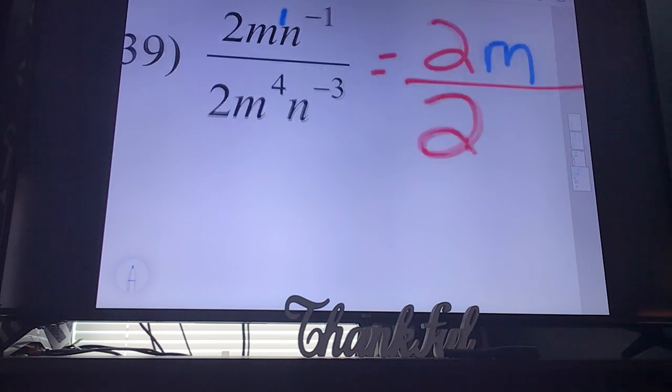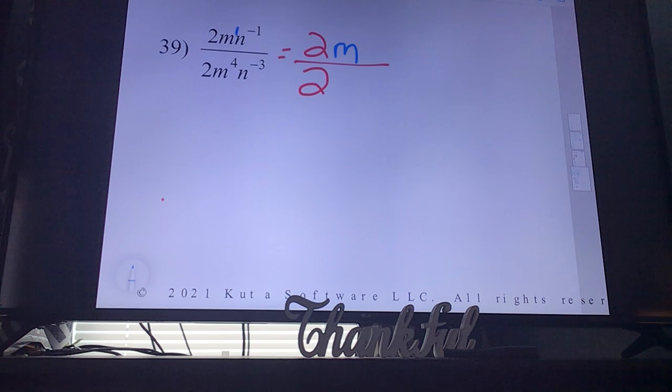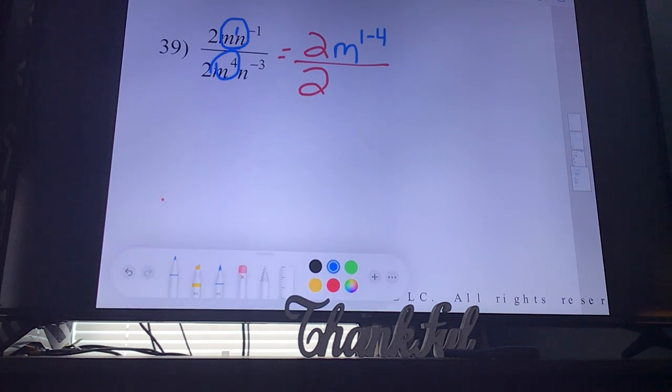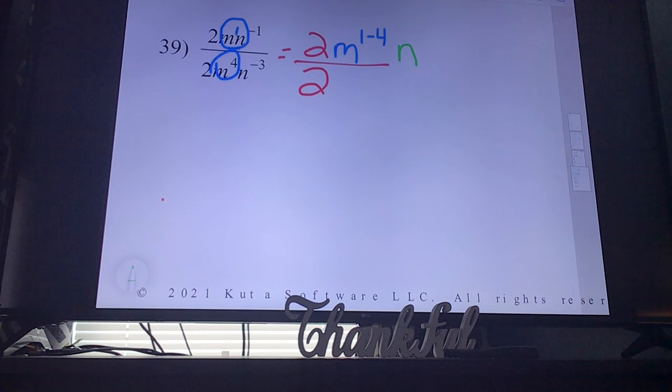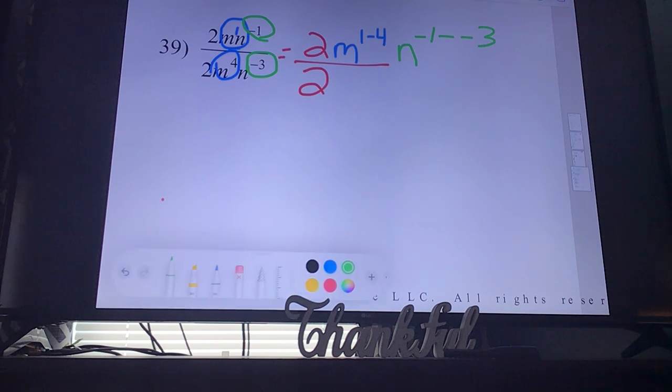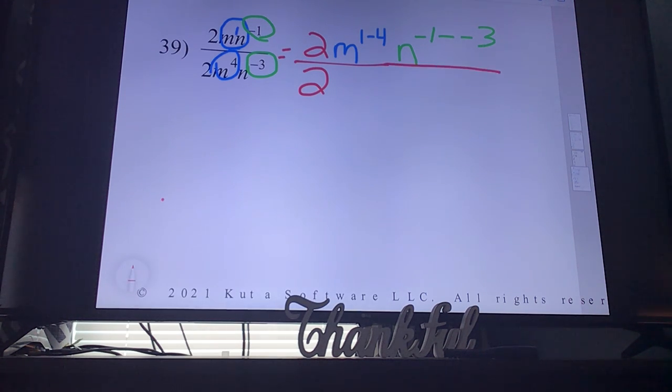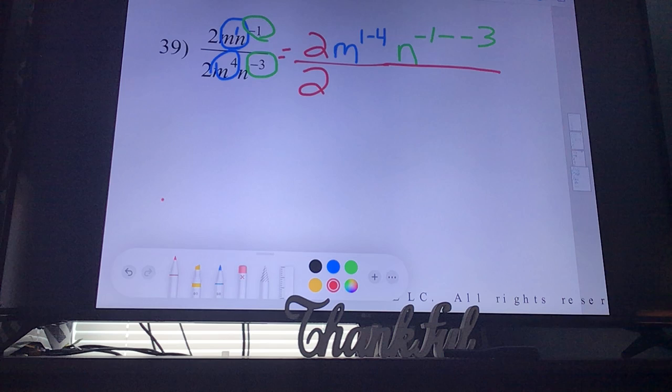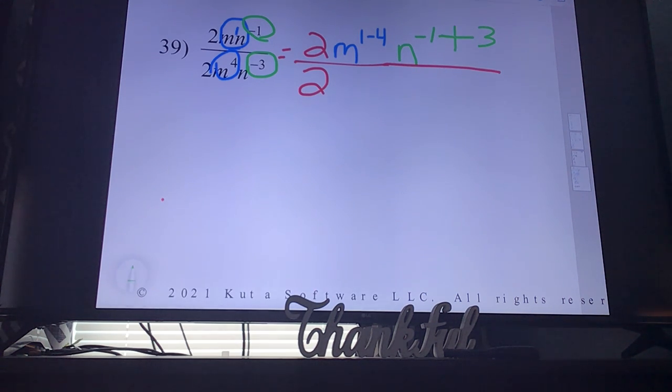Okay, and so we're going to subtract these. So you got this one minus this one. So m to the 1 minus 4. And then we have n's. So we got n to the negative 1 minus negative 3. Negative 1 minus negative 3. Let me extend this out a little bit. Okay, so what's a minus minus? It's a plus. So right here, there should be a plus.